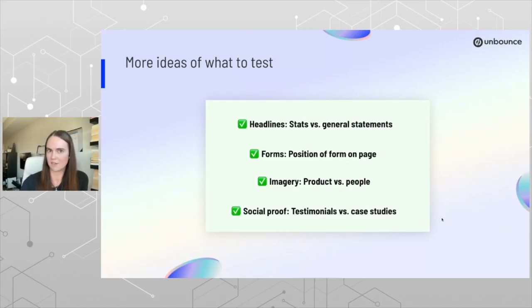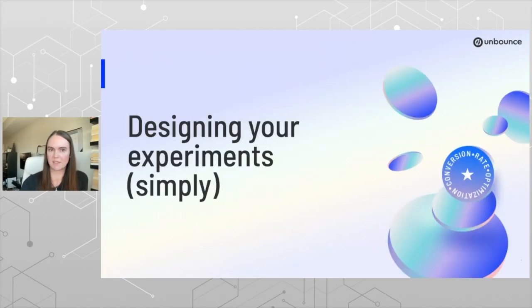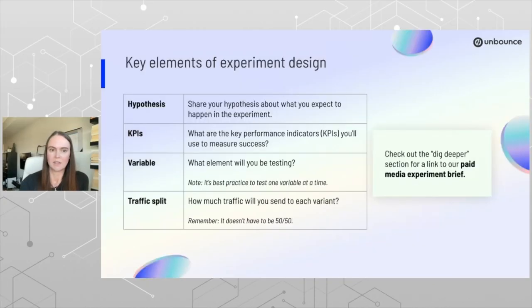So now that you've seen a few examples of simple experiments, let's talk about how to actually design your experiments. So on the screen here, you'll see a table outlining a few different components of experiment design. So first, we have your hypothesis, which is basically a statement that describes the assumption that you're looking to validate through your test. So for example, will a single CTA drive more clicks than a dual CTA?